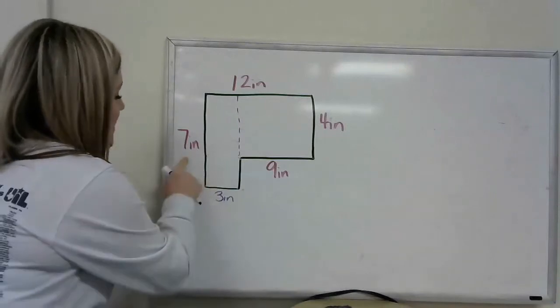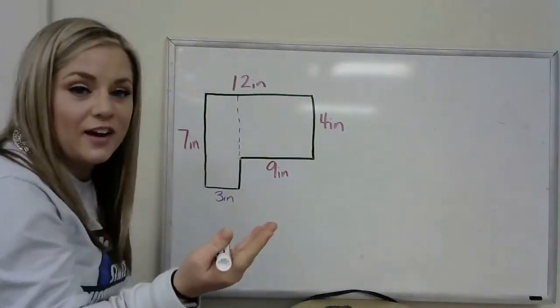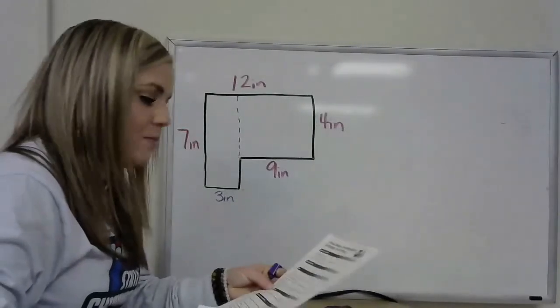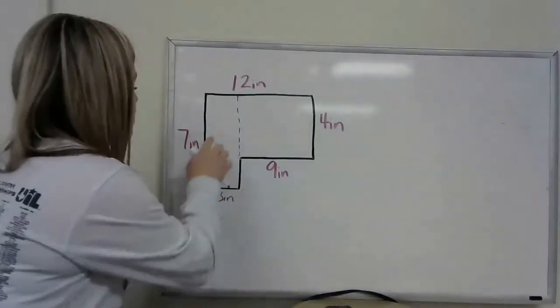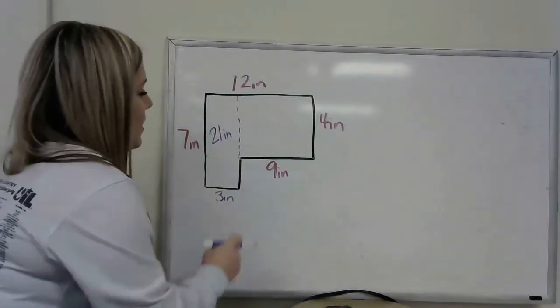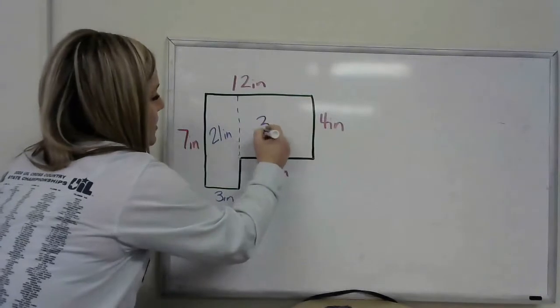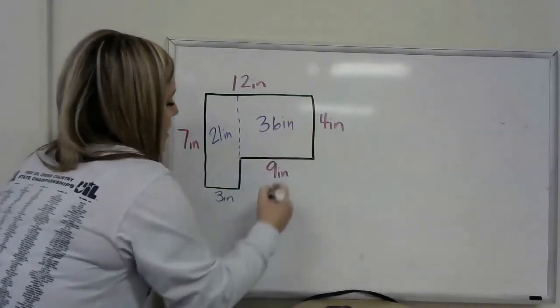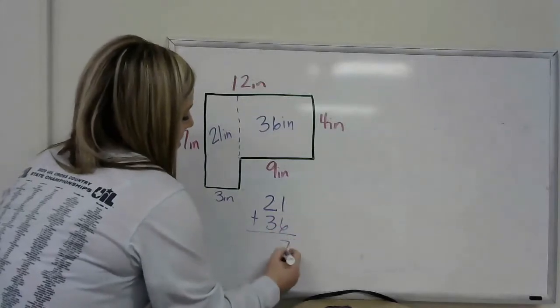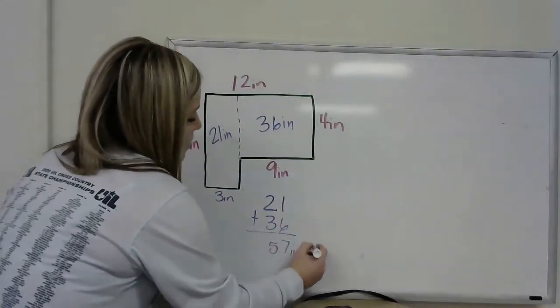So we have 7 times 3. We know that's how you find the area of a rectangle, base times height. 7 times 3 is 21 inches. And then we have 9 times 4, which is 36 inches. And we need to combine them. So we have 21 plus 36 is 57 inches squared.